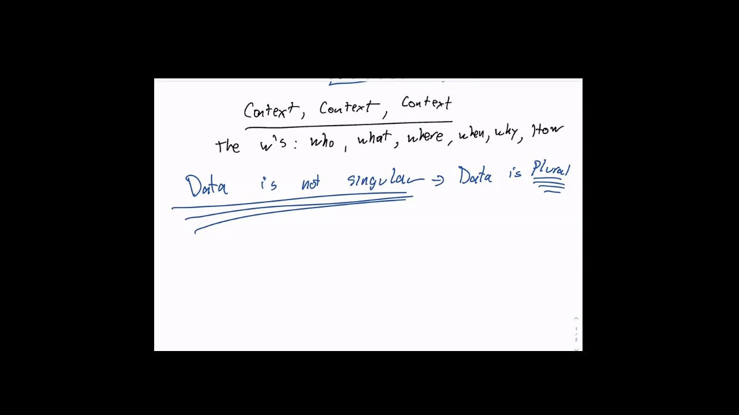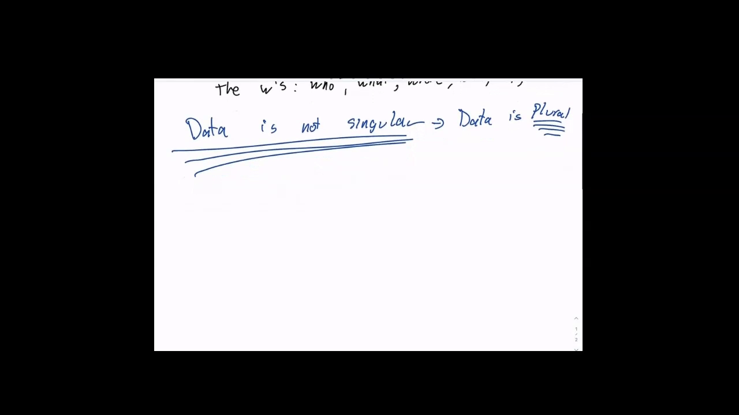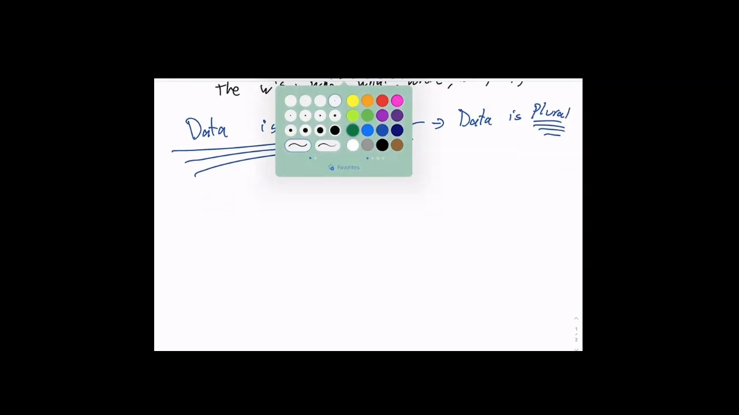The singular word for data is datum, D-A-T-U-M. But when we utilize data, we always need more than one, first and foremost. And the more we have, the more information and the better choices we can get. So as I was saying, data needs context.